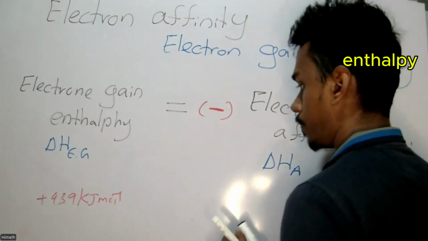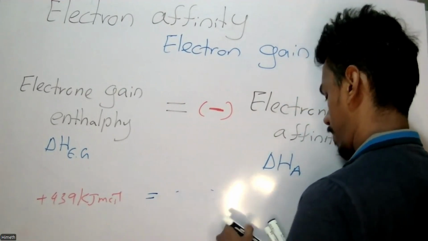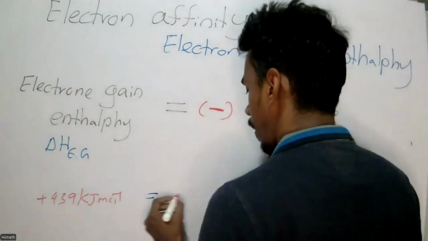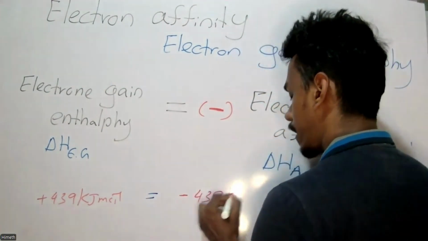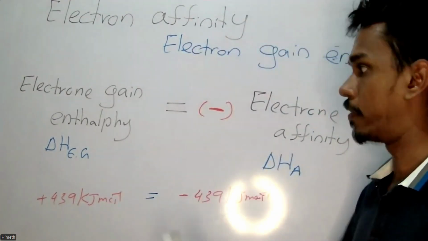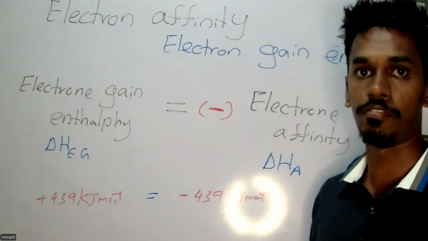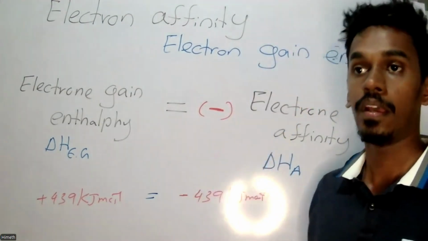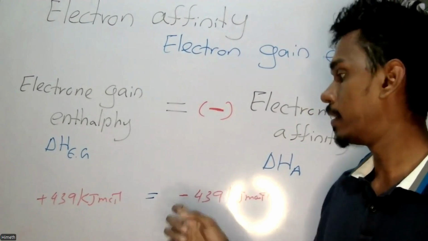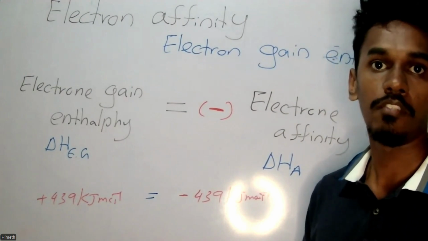Yes, not positive, but negative. It will be negative 439 kilojoules per mole. So electron gain enthalpy or electron gain energy and the electron affinity have the same value. If an atom has that electron gain enthalpy, the electron affinity of that atom will also have the same value. But the difference is that the sign of that value will be opposite.